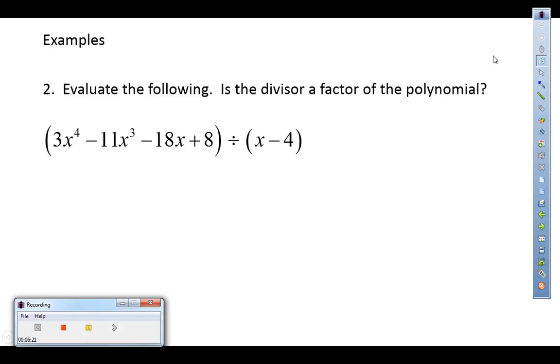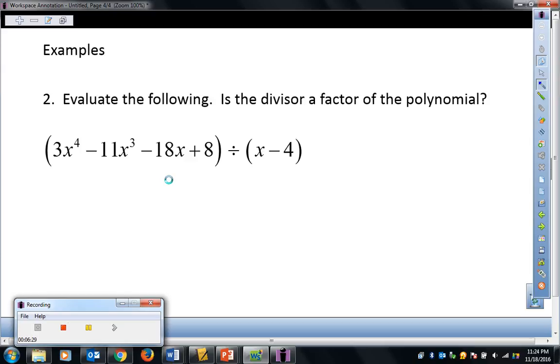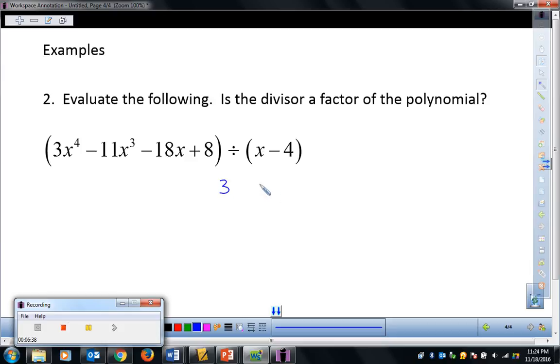It's the same type of thing. I have my polynomial, and I'm dividing it by a binomial. So again, I'm going to take the coefficients, including all the powers of x. So just the coefficients: 3, negative 11, 0 for the x squared, negative 18, and 8. I would set the divisor equal to 0 and solve. So like we just did, x minus 4 equals 0, x equals 4. That's what I want. I just want the 4, not the x equals.